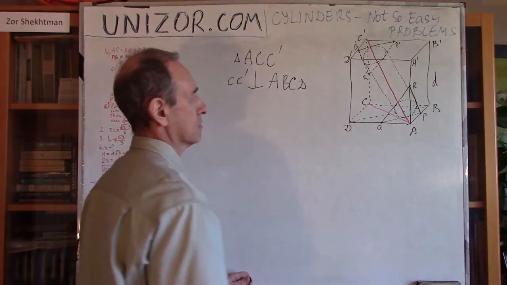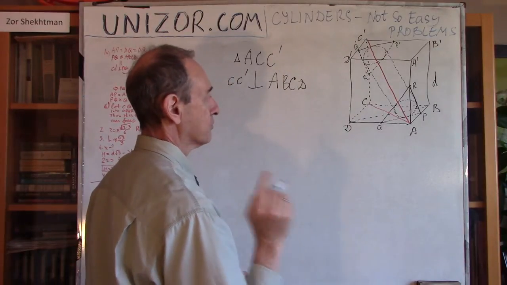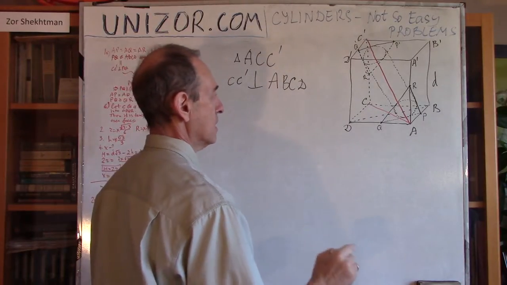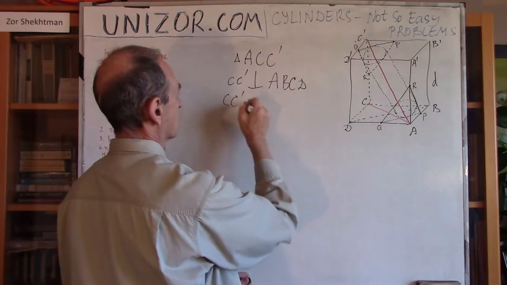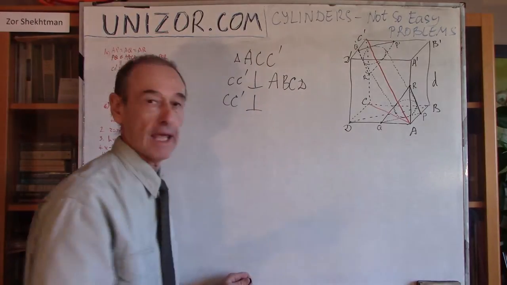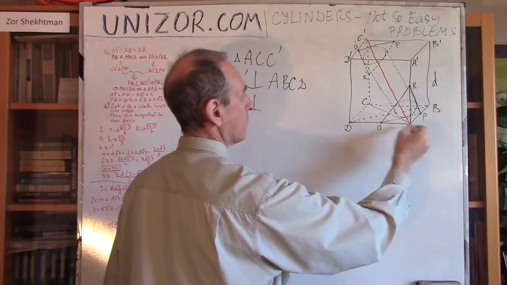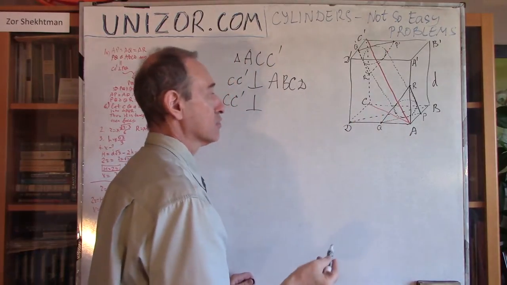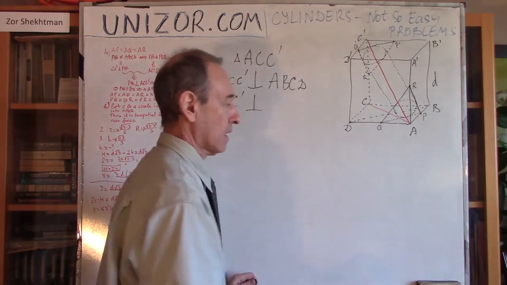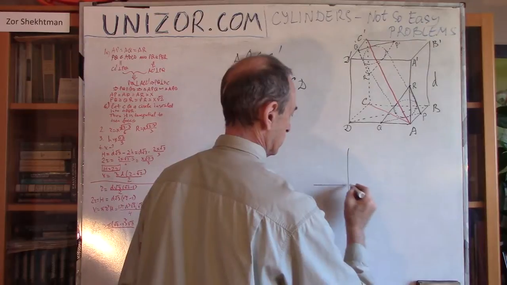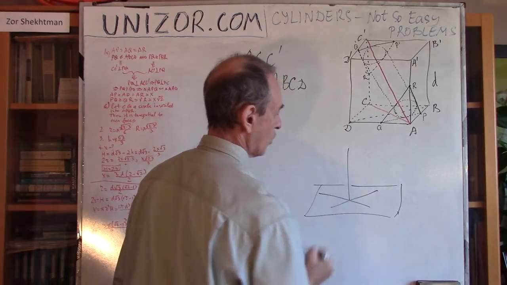Right. This is the cube, so the side edges are perpendicular to the base. Now, what follows from this is that CC prime should be perpendicular to any line on this plane, right? So if the plane is ABCD and CC prime is perpendicular to the whole plane, then CC prime is perpendicular to any line on this plane, right? To this, it's all perpendicular.